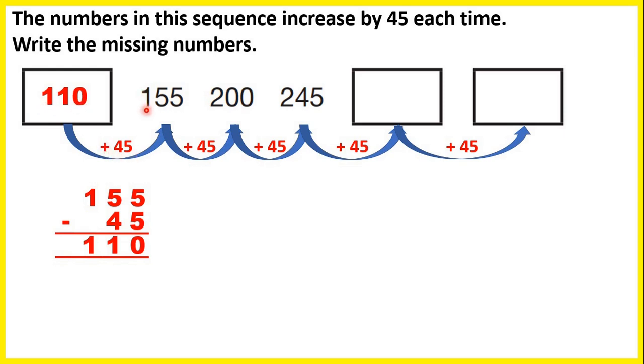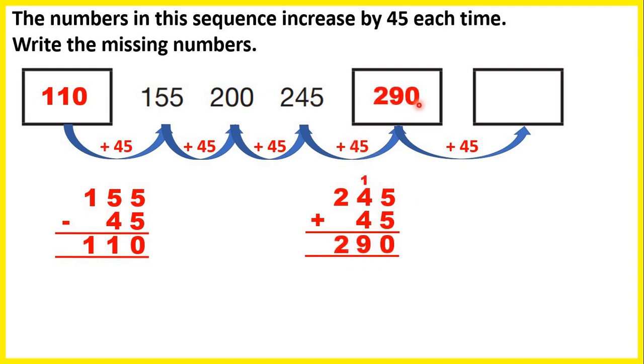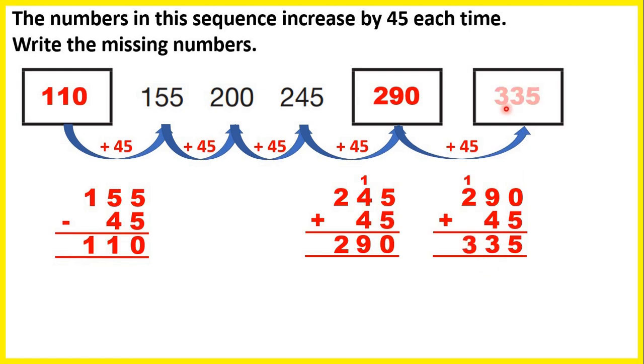45 will be 155. Now for this box, we have 245 plus 45, which is 290, and here we need to work out 290 plus 45, so that's 335.